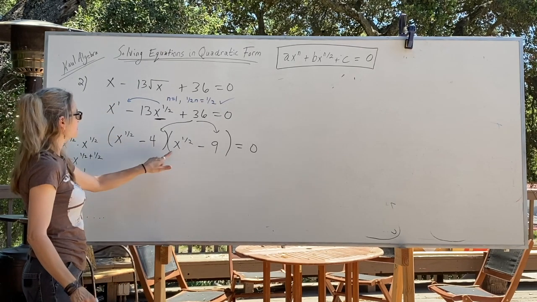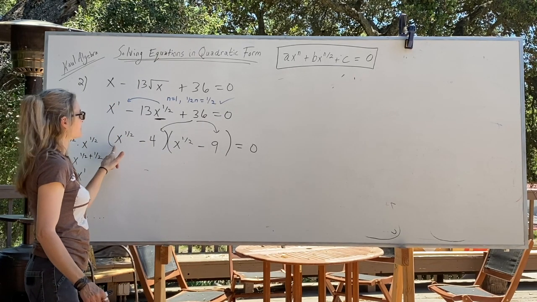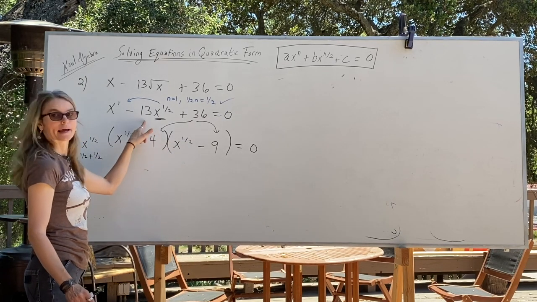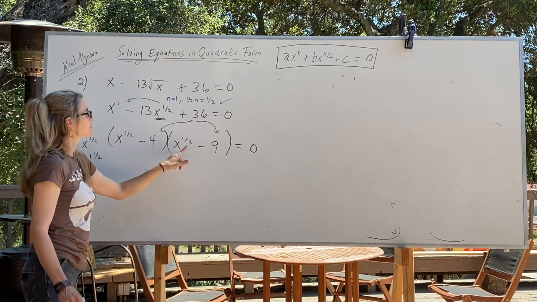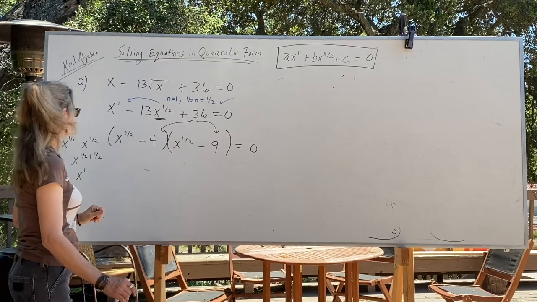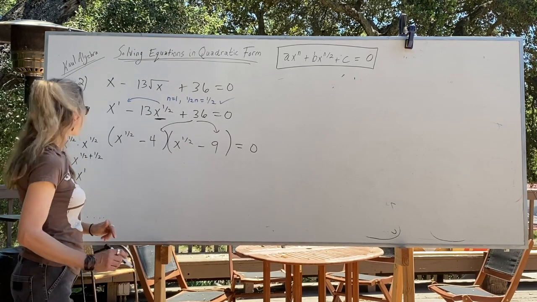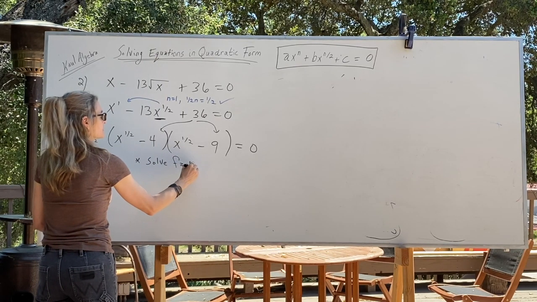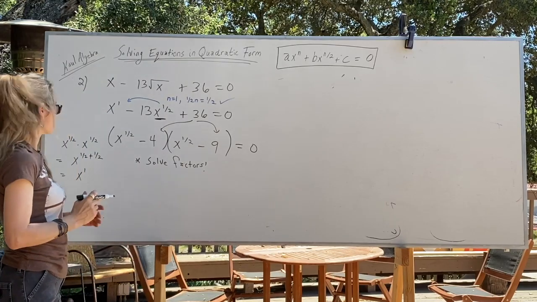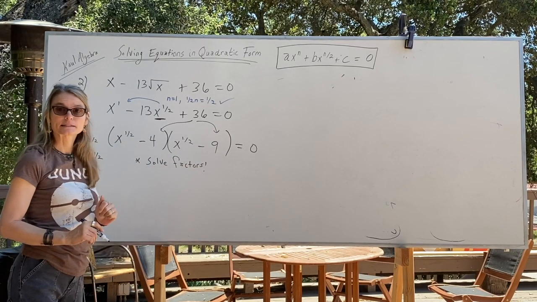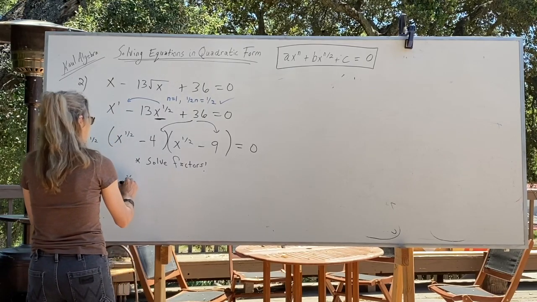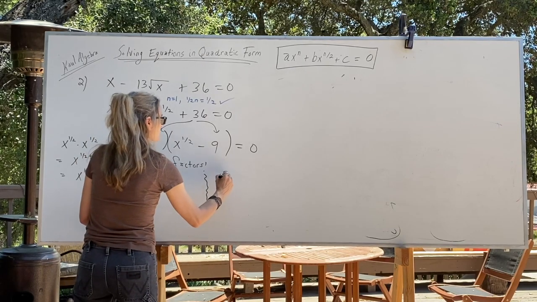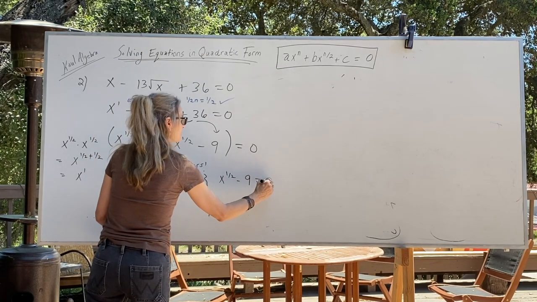And if we check, we multiply these two, we get our leading term. This times this gives me minus 9x to the half, plus minus 4x to the 1/2, which add to minus 13. And then minus 4 times minus 9 gives me positive 36. So I have it factored. Now what I want to do is solve your factors. So I'm going to condense this step from before. That means set each factor with an x in it to 0 and solve those. So I'm going to have x to the 1/2 minus 4 equals 0, and then x to the 1/2 minus 9 equals 0.